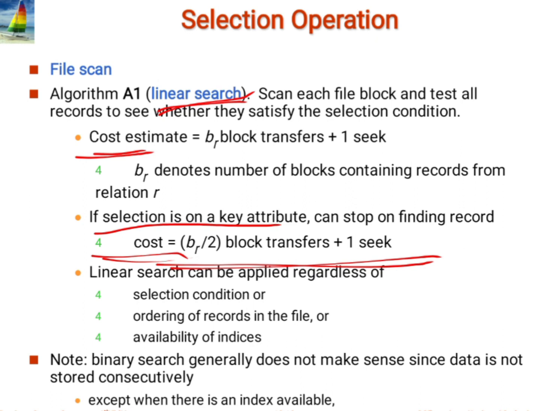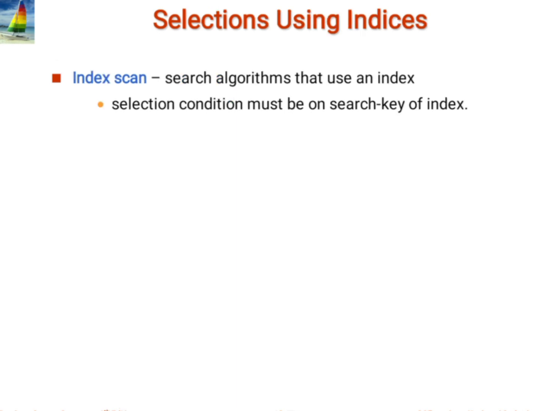Then for binary search, there is no use of applying binary search here, because if I want to apply binary search, the data must already be in sorted fashion. So there is no use of binary search as a searching technique in the selection operation.